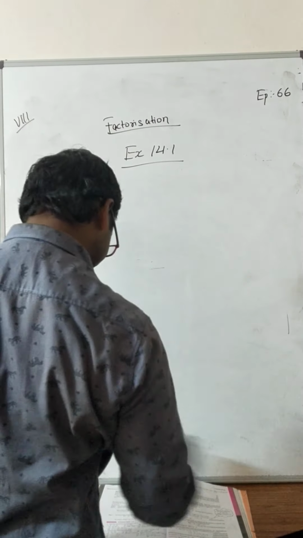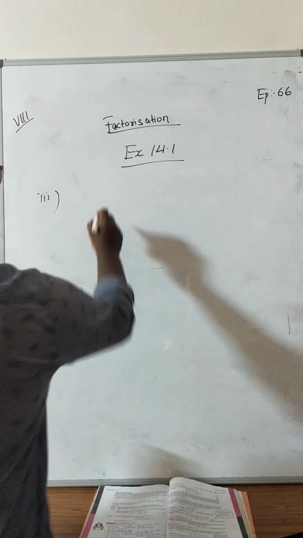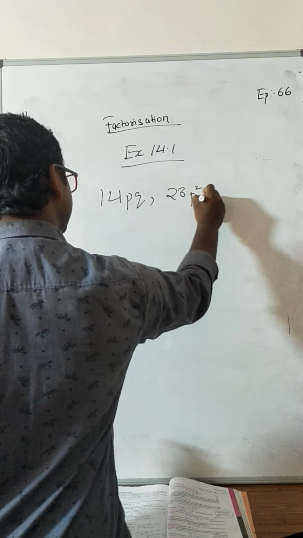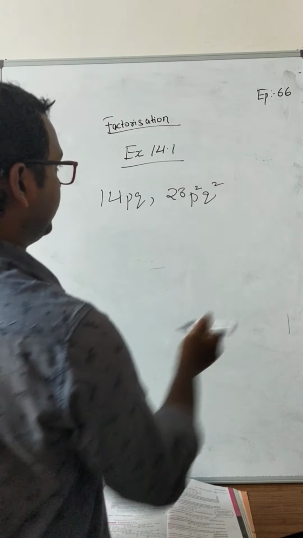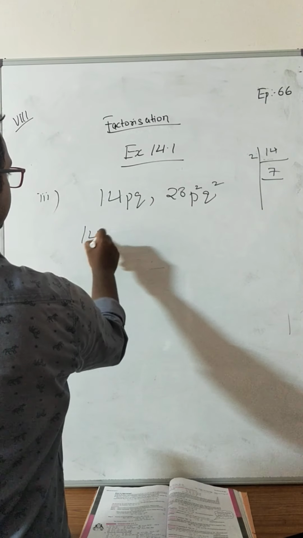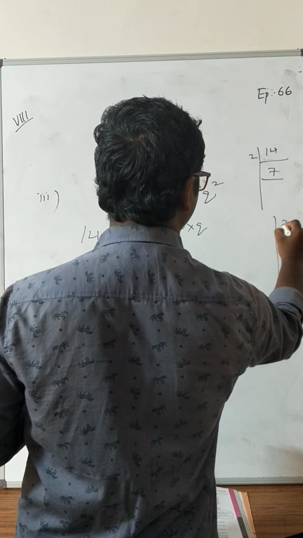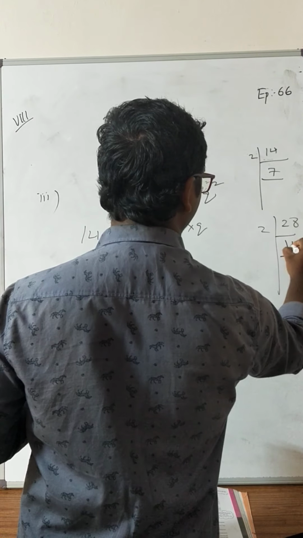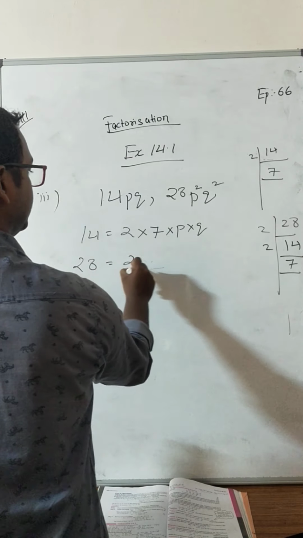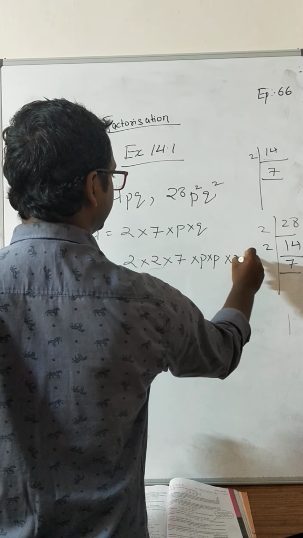Now look at the third one. In the third one, the first value is 14pq. The second value is 28p square q square. Again, take the factors of 14: 2, 7. That's it. So 14 is 2 into 7 into p into q. Next 28: 2, 7. So for 28 we are getting 2 into 7 into p and q into q.